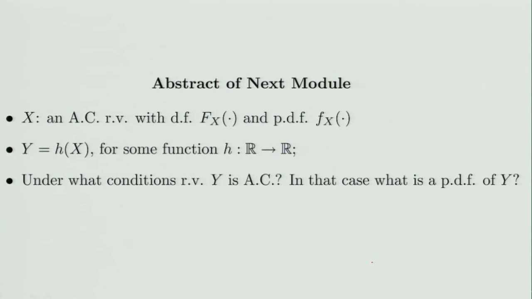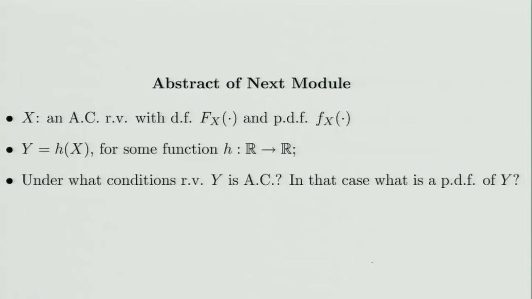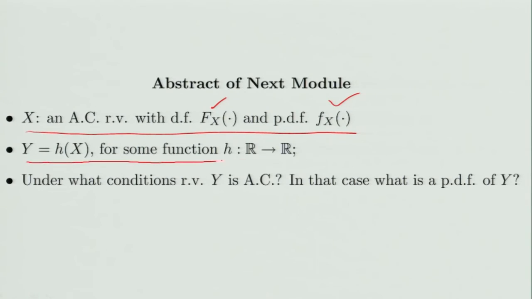Now before I conclude, let me give a summary of the next module. In this module, we saw how to derive the distribution of a function of a discrete random variable. In the next module, we'll see how to derive the distribution of a function of an absolutely continuous random variable. So the model will be as follows. Suppose X is an absolutely continuous random variable with distribution function F_X and PDF f_X, and suppose Y is equal to h(X), some real valued function defined on the real line. We'll see under what conditions Y is absolutely continuous, and if Y is absolutely continuous, what is the PDF of Y?